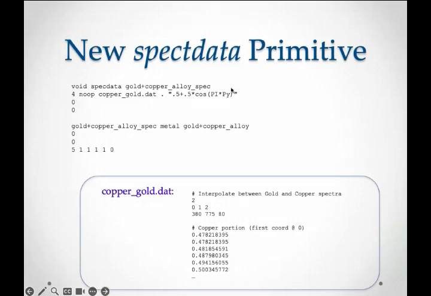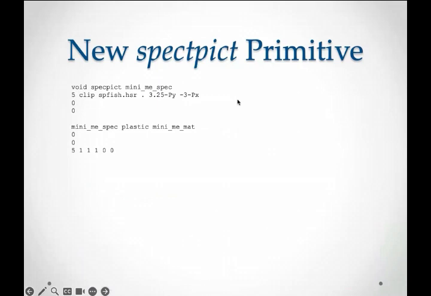I'm using a cosine function to do that here. I'll show you the final image that puts these together. And this was done as part of the test suite, just so we test these new primitives.